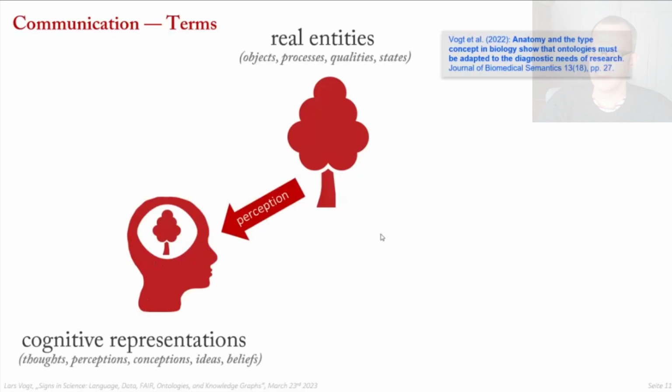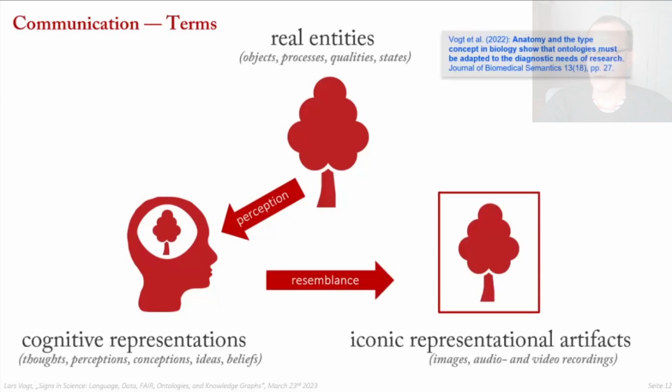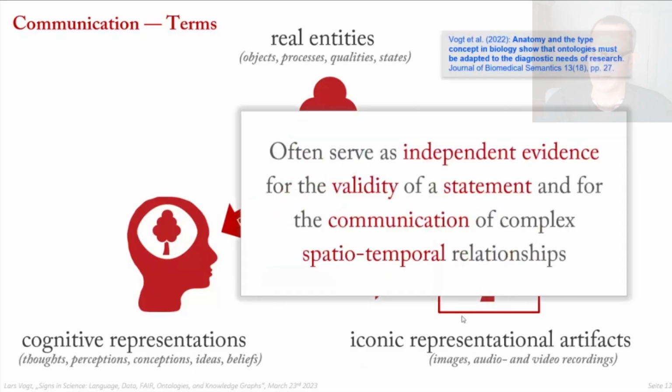And now if I want to communicate about them, I can use two different ways. One is I use something that resembles the real entity, like for instance, an image, an audio recording, a video recording. And I could show that to someone else and then communicate about that. So that's part of the communication then. These are iconic representational artifacts.